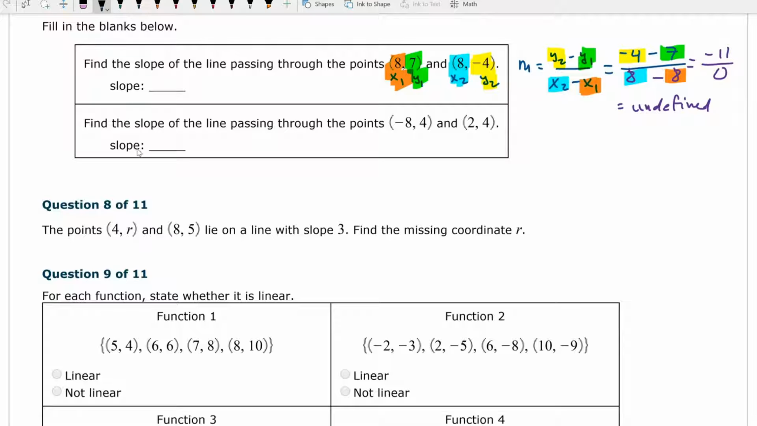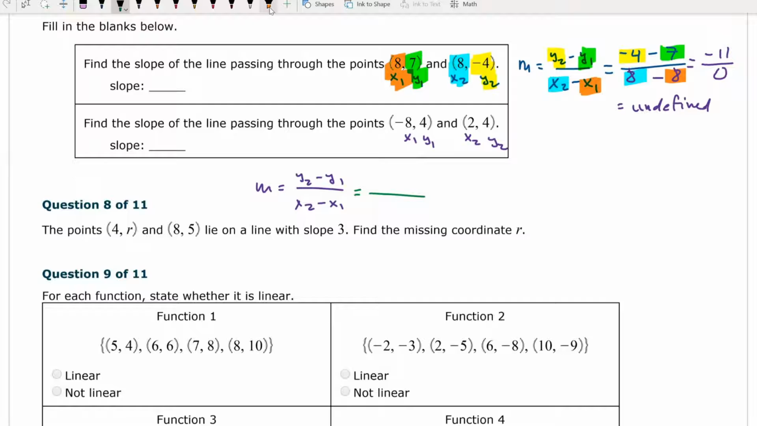The second part: find the slope of the line passing through the points (negative 8, 4) and (2, 4). Same idea, same strategy. Slope is y2 minus y1 over x2 minus x1. We label it x1, y1, x2, y2. The 1 or 2 is just the order of the point in the ordered pair. Whichever point you look at first is x1, y1, and the second point is x2, y2.